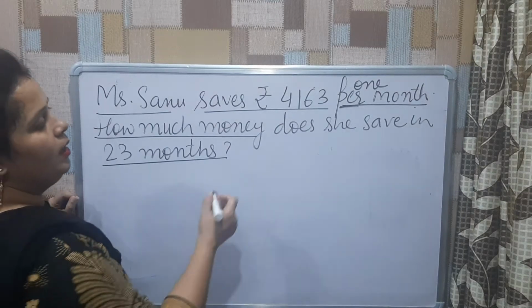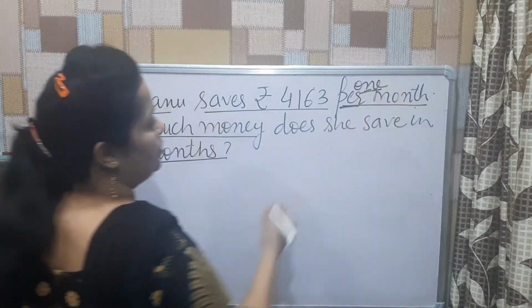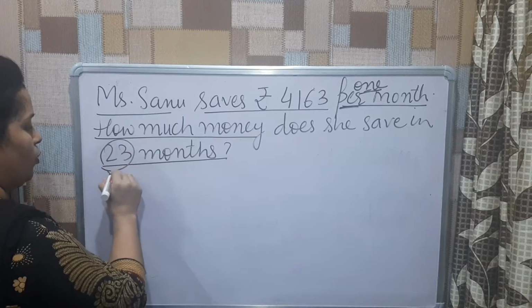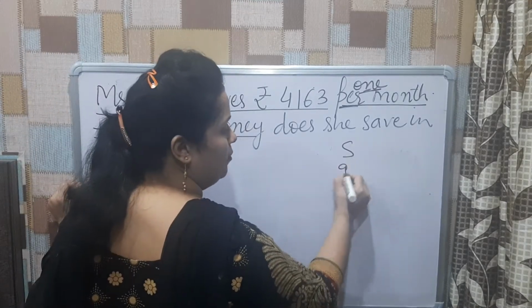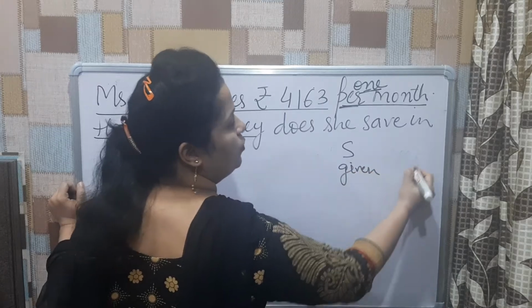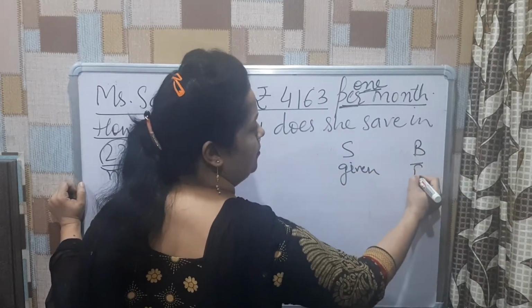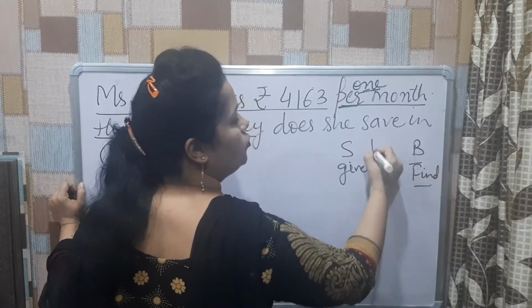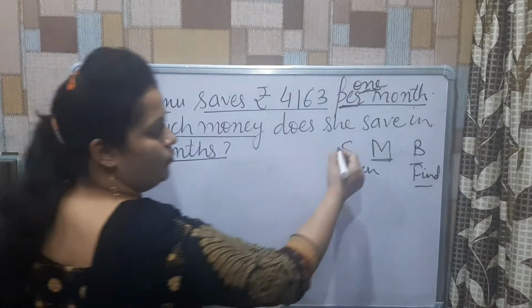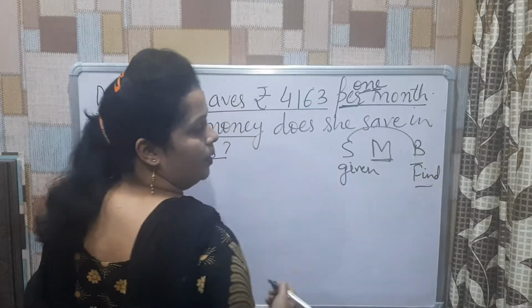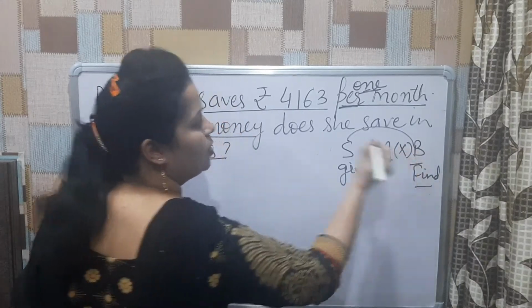It means, children, here for 1 I have given and I have to find out for more. Children, whenever a smaller number is given and you have to find out for the bigger number, always use operation multiplication. When you have to move from smaller to bigger number, it means you have to use operation multiply.